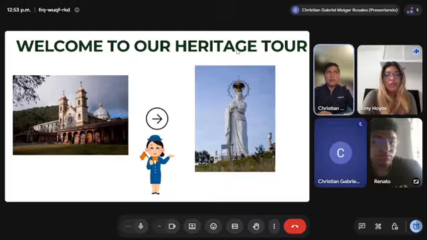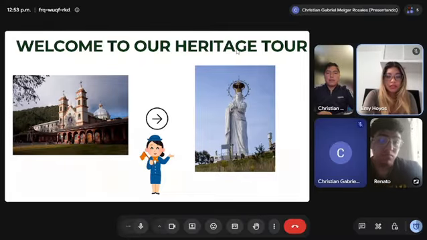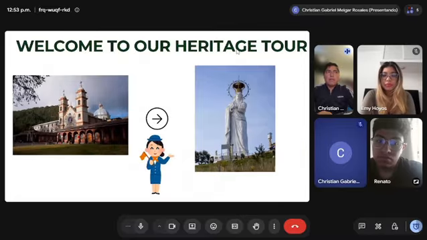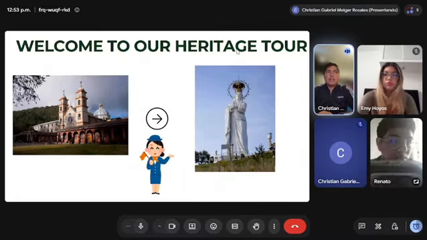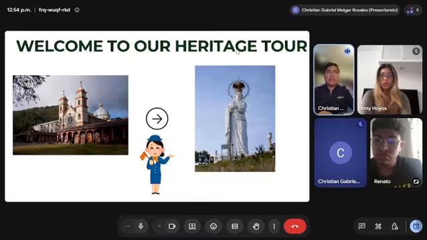Why is this convent considered an important heritage site? Because it preserves the history of Franciscan missionary work in Peru and protects valuable collections of art, books, and historical documents that are part of our national heritage.